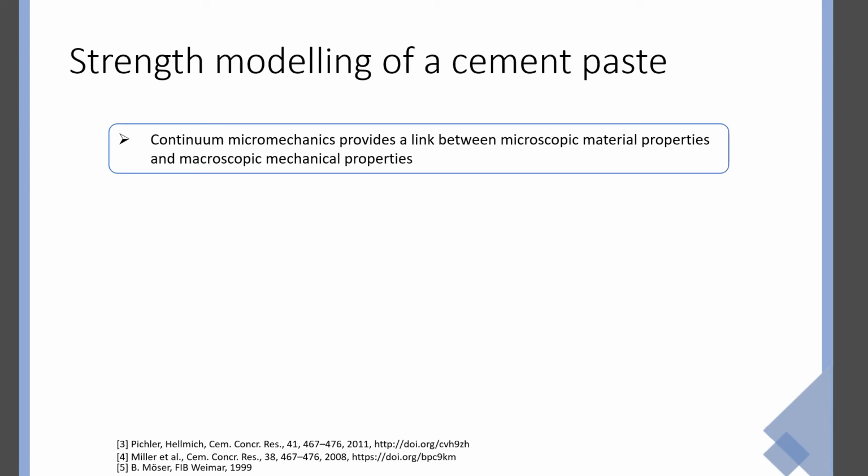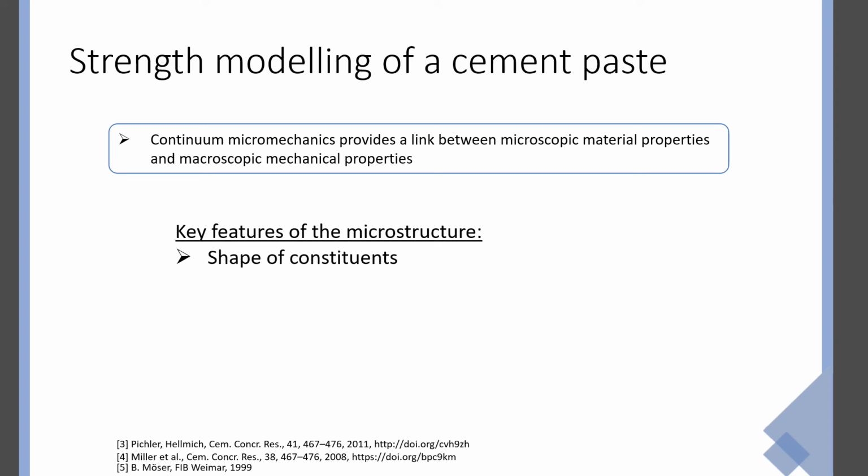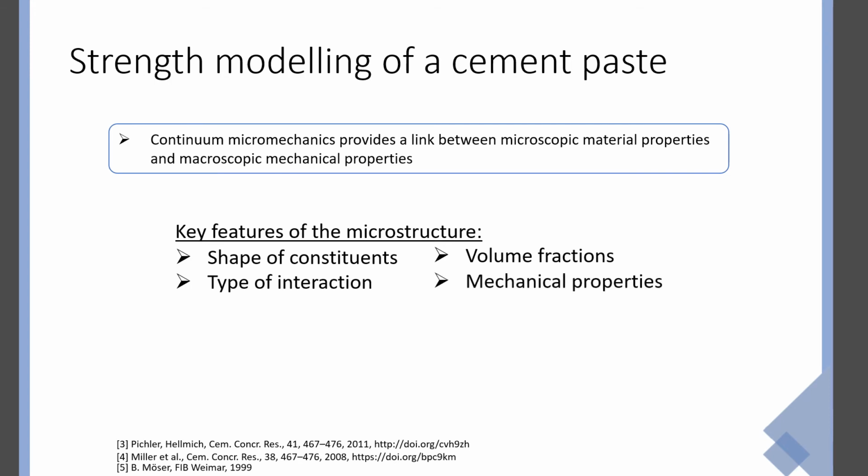Apart from experiments, strength of a cement paste can be predicted numerically without touching a grain of cement. This can be done by means of continuum micromechanics, which provides a link between microscopic material properties and macroscopic mechanical properties. So, we can do a numerical prediction if we know these key features of a microstructure, including shape of constituents, types of interactions, volume fractions, and their mechanical properties.